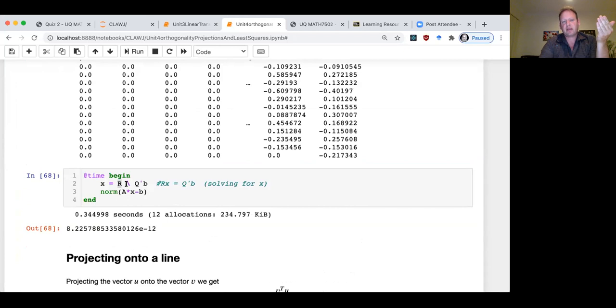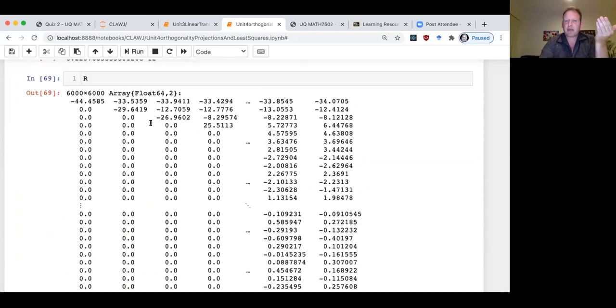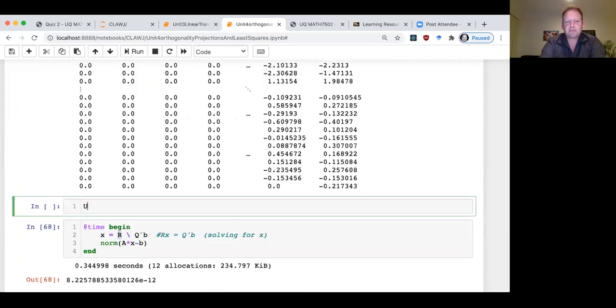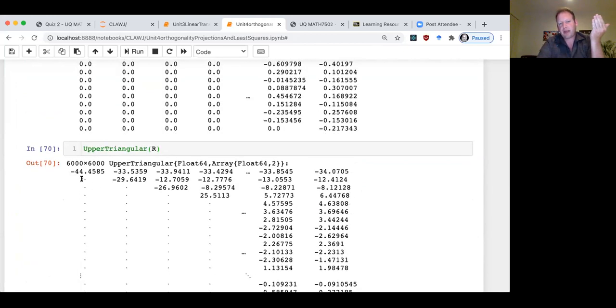So that means that this backslash operator goes to the matrix R and somehow checks that it's upper triangular. If you decorate R as upper triangular, its type is upper triangular, and it stores in memory just the upper triangle. It stores nothing for the lower triangle. But I guess I didn't.